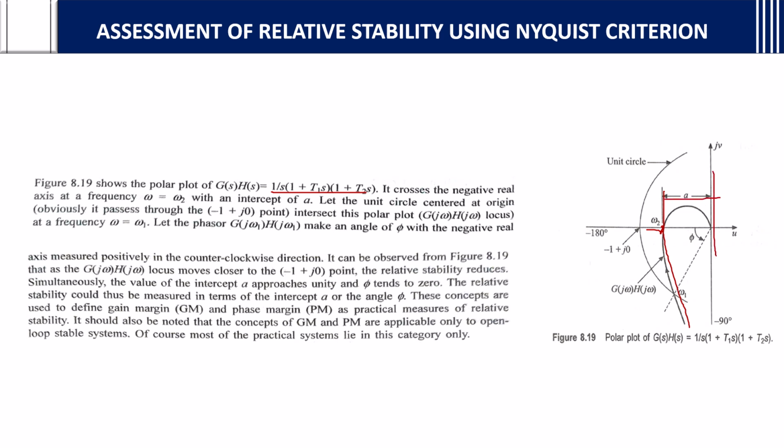Let the unit circle centered at the origin, obviously it passes through the -1 plus j0 point, intersect this polar plot G(j omega)H(j omega) locus at a frequency omega equals omega 1.